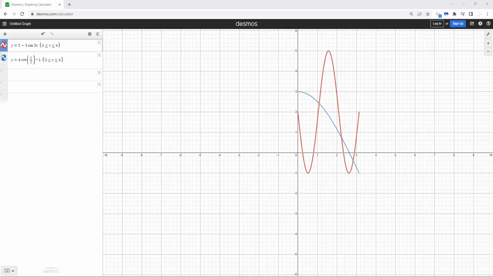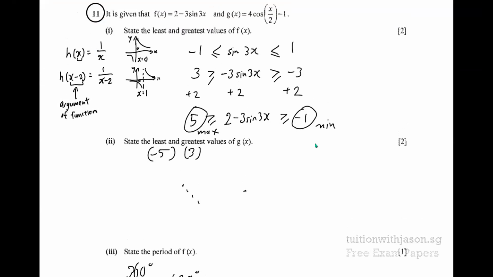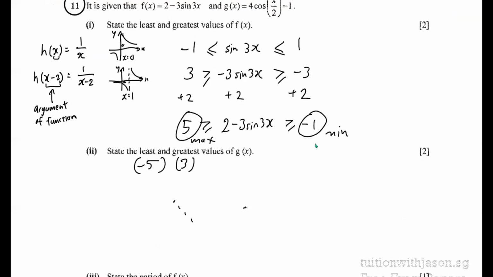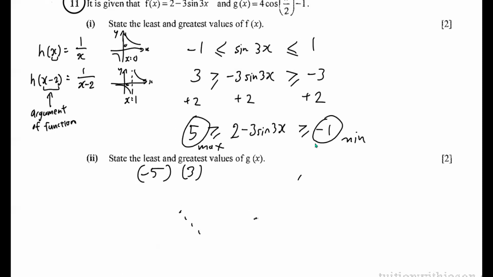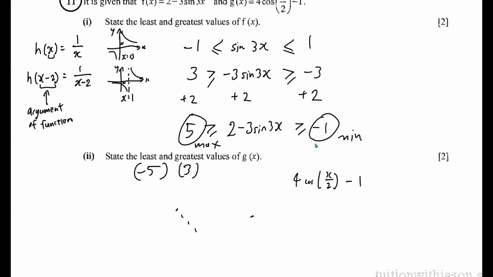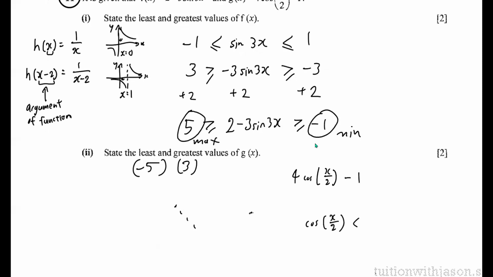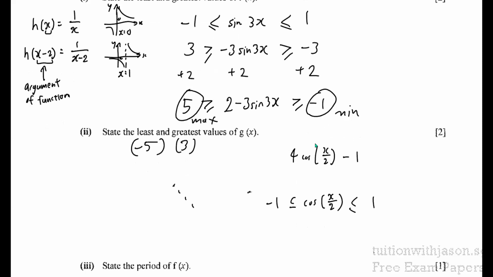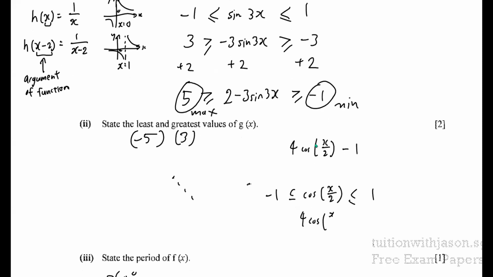The least value of g of x. Let's see again now. So g of x is what? g of x is 4 cos x over 2 minus 1. Cosine is always in between -1 and 1. So we times 4 first. Okay. So we end up with positive 4, negative 4. Then we subtract 1. We end up with 3 and negative 5.